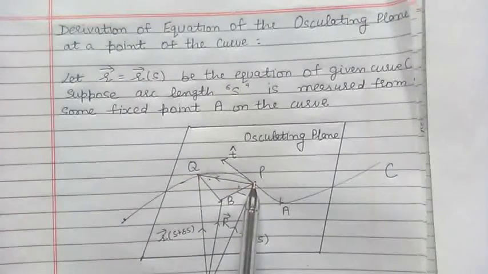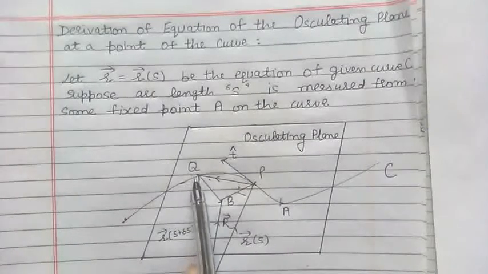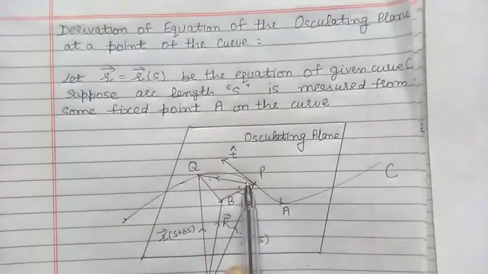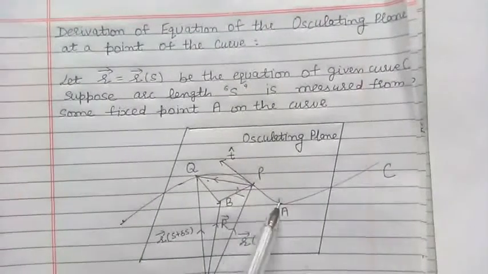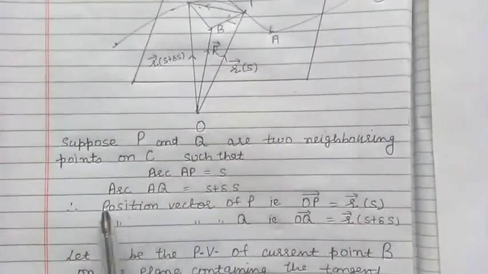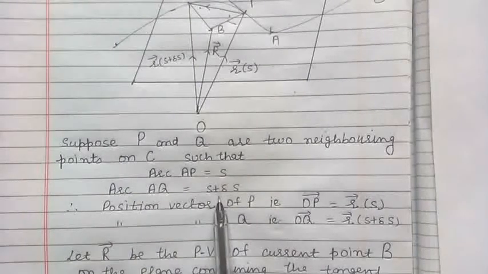P is the point where we are to find the equation of osculating plane. Q is a point in the neighborhood of point P. Now, the arc length from A to P is denoted by S, and the arc length AQ is denoted by S plus delta S.